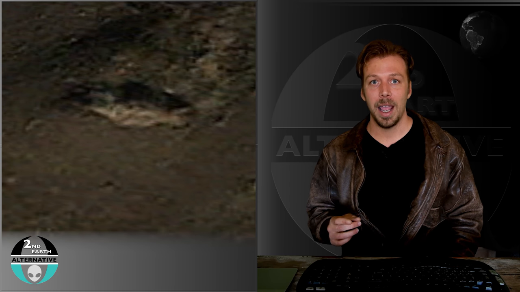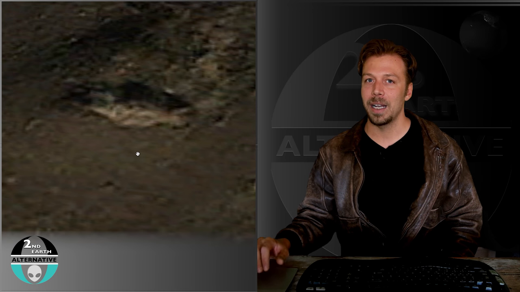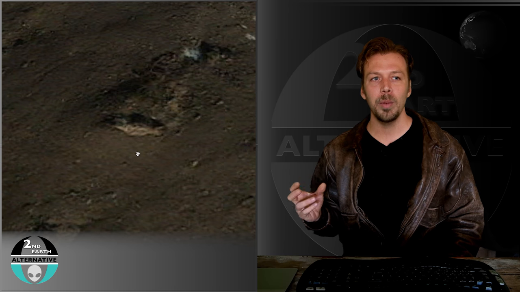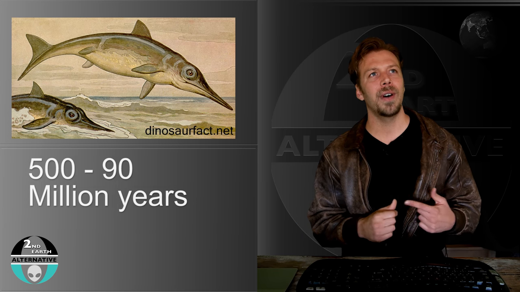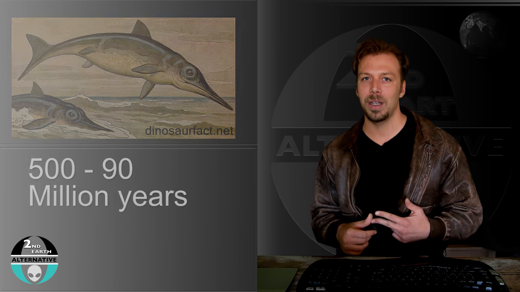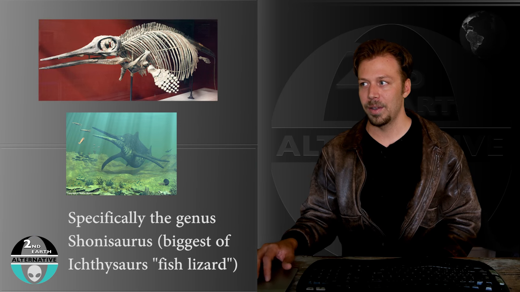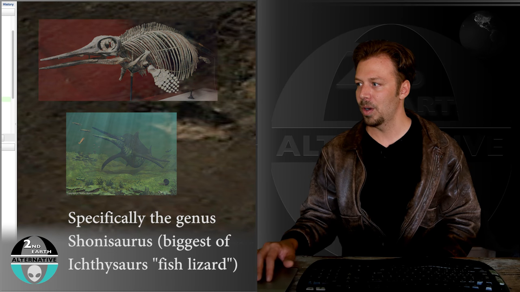Except today, just by random chance, when I was doing some research about prehistoric animals, I discovered a dinosaur that lived somewhere between, well, it's not a dinosaur, it's a form of a dinosaur actually, because it's technically a reptile, but it lived somewhere between 500 million years and 90 million years ago. Let me show you what the Ichthyosaurus looks like. Do you see how close the resemblance is to what we have on Google Earth?